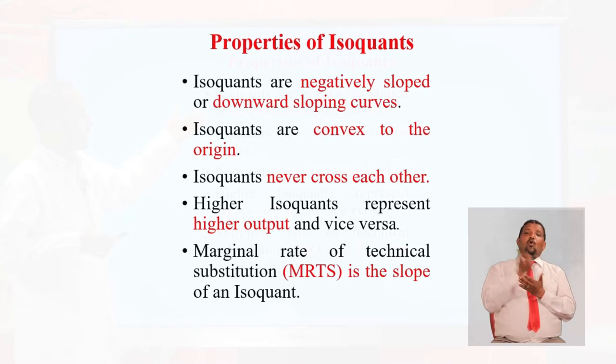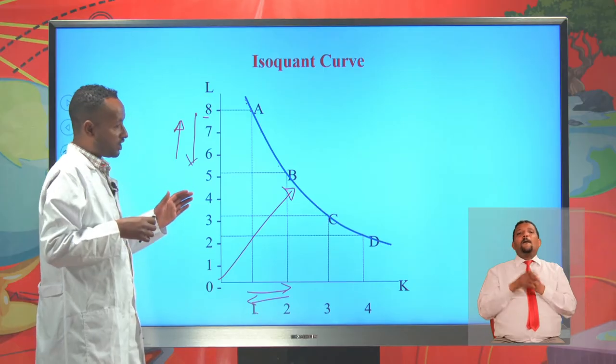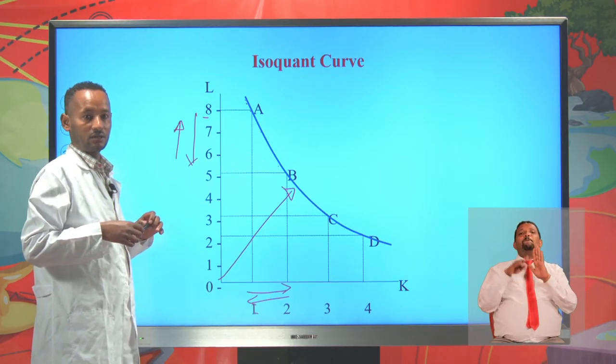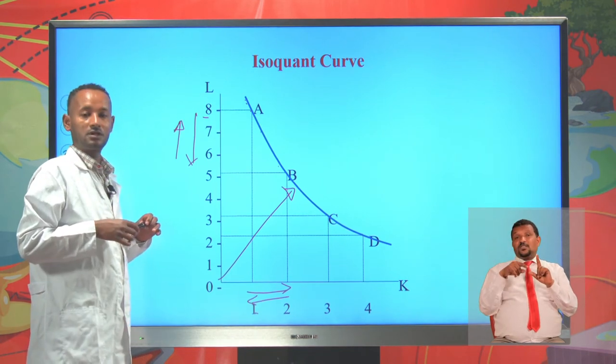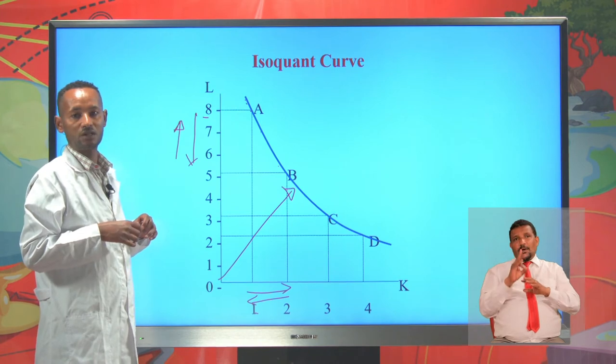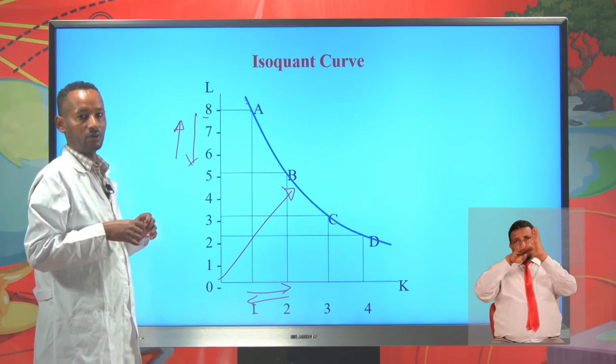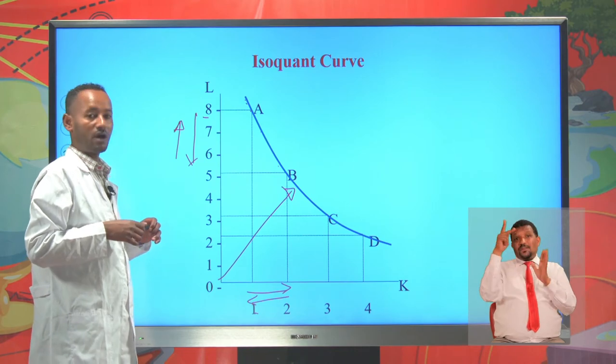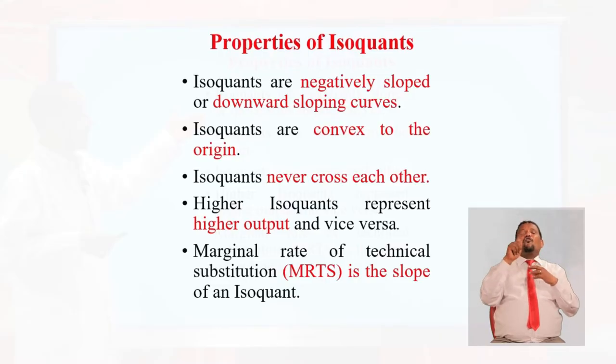Another property is that isoquants are convex to the origin. This is the origin. When we see from the origin, isoquants are convex to the origin. Isoquants are convex to the origin due to the principle of diminishing marginal returns. The principle states that the rate by which one variable input is substituted for another on the same isoquant tends to diminish or decline. So due to the diminishing marginal rate of technical substitution, isoquants are convex to the origin.